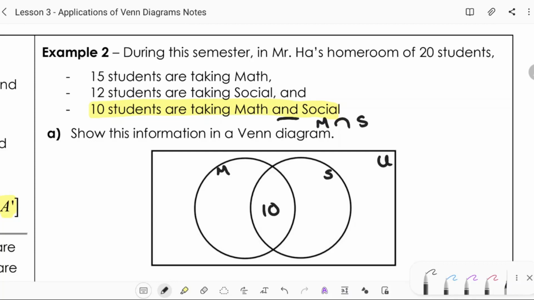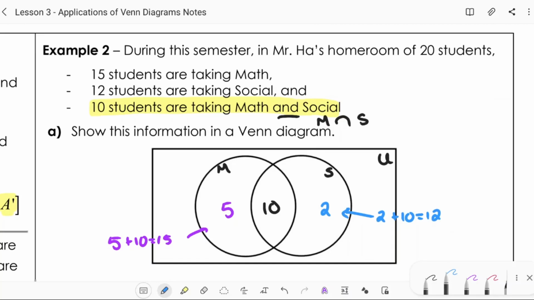Now I can go back to those two previous statements. If 15 students are taking math, right, then that means there has to be 5 more students in that math set. So far I have 10 of those 15 accounted for because they're the ones that share social. But 5 of them are not accounted for. So that means 5 students are outside there taking just math, but not social. And then on the other side of things, 12 students are taking social. While I already know 10 of them are also taking math, that means 2 of them are taking exclusively social.